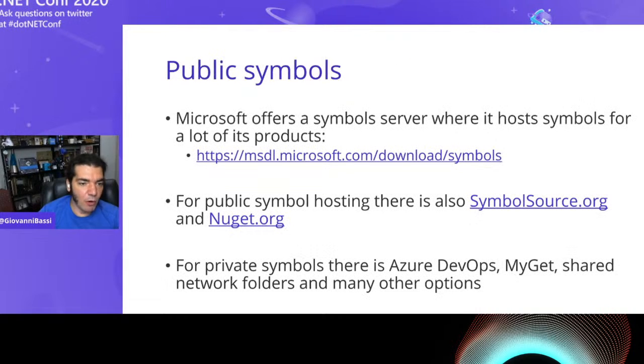Microsoft publishes their symbols at this address, msdl.microsoft.com, where you can download from it. For public symbols, you can use symbolsource.org and NuGet.org. And for private symbols, you can use Azure DevOps, MyGet, a shared network folder, and many other options. You might just publish them to app servers, for example, and then download them from there if you want. That's totally possible.